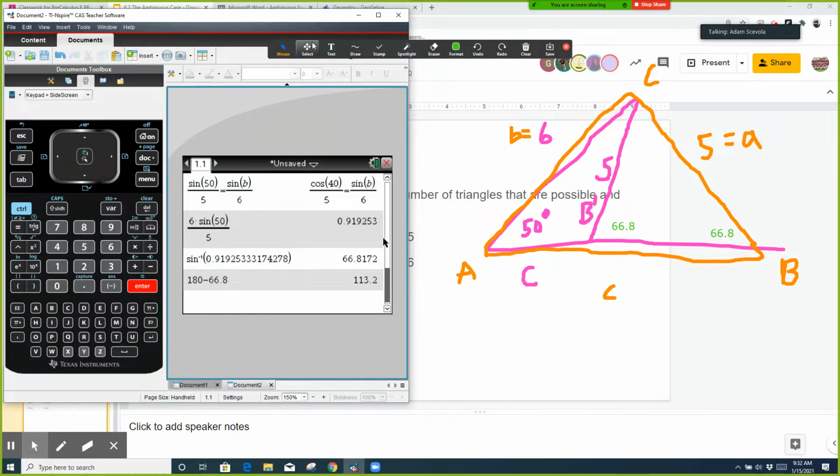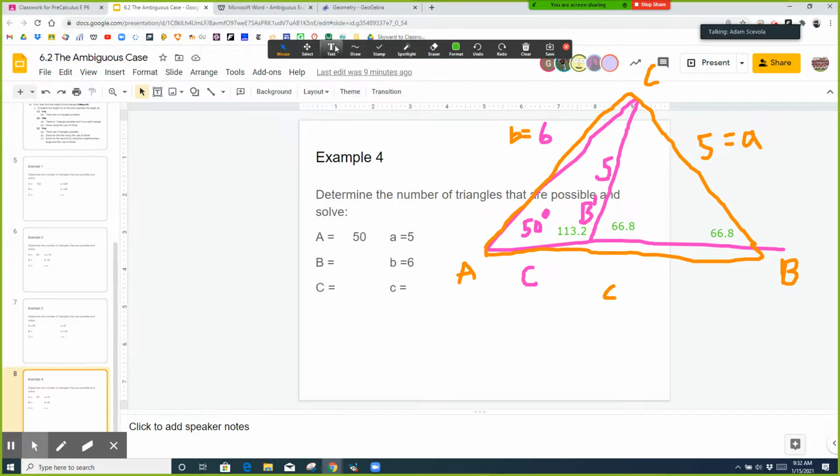is going to be 113.2. And now we have two triangles that we have to finish solving. And I'm going to redraw them right here.